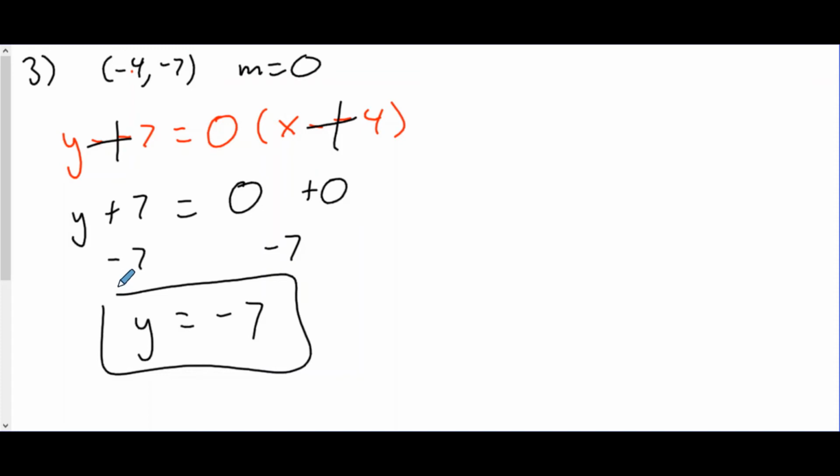That's a special case equation. Remember our special acronym HOY and VUX? If your slope is 0, that makes us think about HOY. So it's got to be a horizontal line with a slope of 0, and the equation has to be y equals a number, which notice, that's what we end up with. So if you realize it's a special case, you can save yourself a little bit of time.